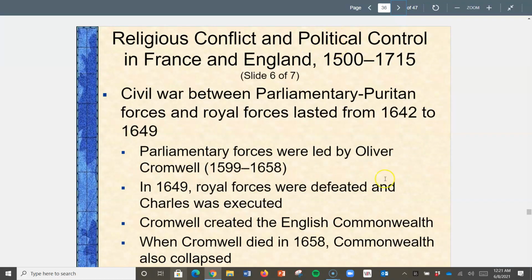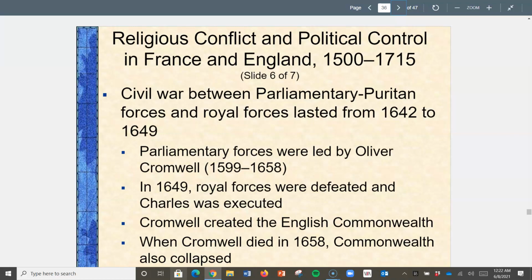During this period, you'll also be introduced to the two times that England tries, or at least English monarchs try, to become like Louis in France, absolute monarchs. English monarchs are going to try twice to become absolute, and they're going to be rejected both times. The first time, it causes a civil war from 1642 to 1649. Parliament and parliamentary armies will be led by Oliver Cromwell, who will defeat Charles I and execute Charles I in 1649. For a brief period, Parliament will rule England without a king.